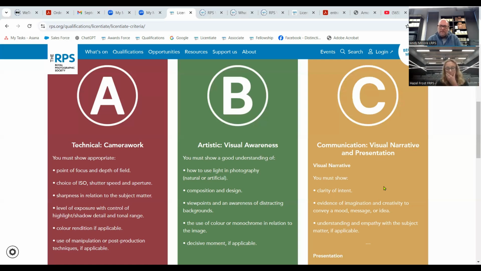So next one is level of exposure with control over highlight, shadow detail, and tonal range. Yes, again, these are things that are dependent on your available light and what you're trying to tell us. So there can be some very deep shadows, some very bright highlights in an image that can be used very creatively and very effectively. And particularly at some of the higher levels, a lot of creativity is using dark shadows and bright highlights. But at Licentiate, we're wanting to know that you can understand light. And so for the greater part, we're wanting to know that you can choose your appropriate settings to control your highlights or your shadow detail.